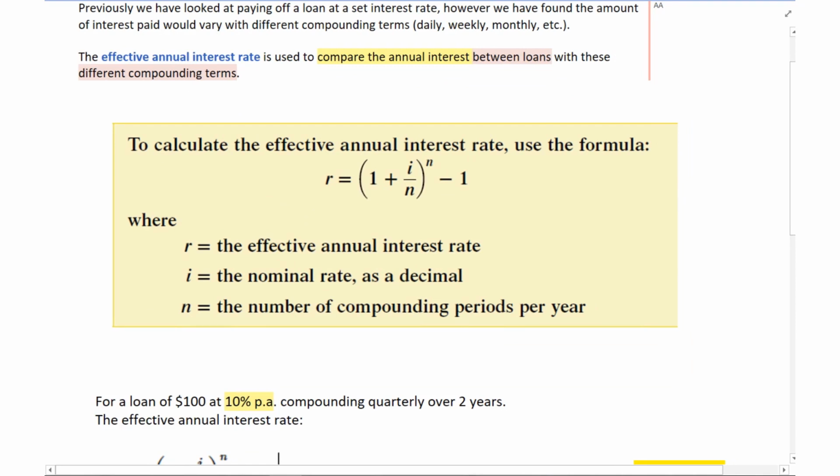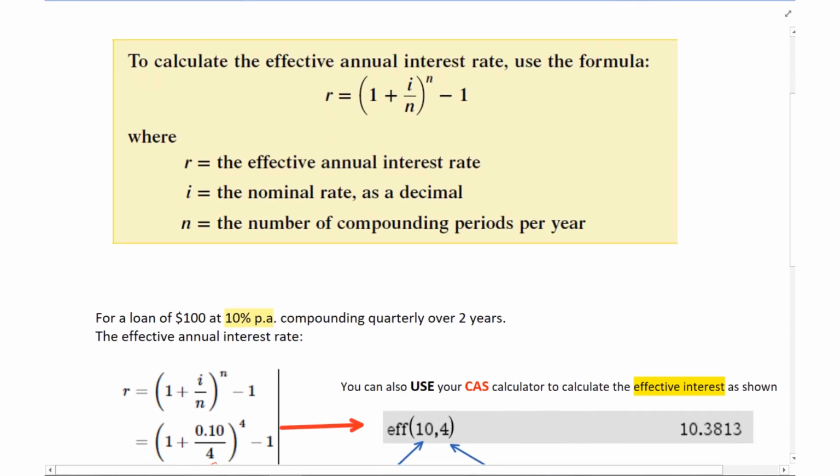So the formula is R equals, in brackets, 1 plus I over n, to the power of n, minus 1. Okay? R is our effective annual interest rate. I is our nominal rate. So if it's 10%, we represent it as a decimal.